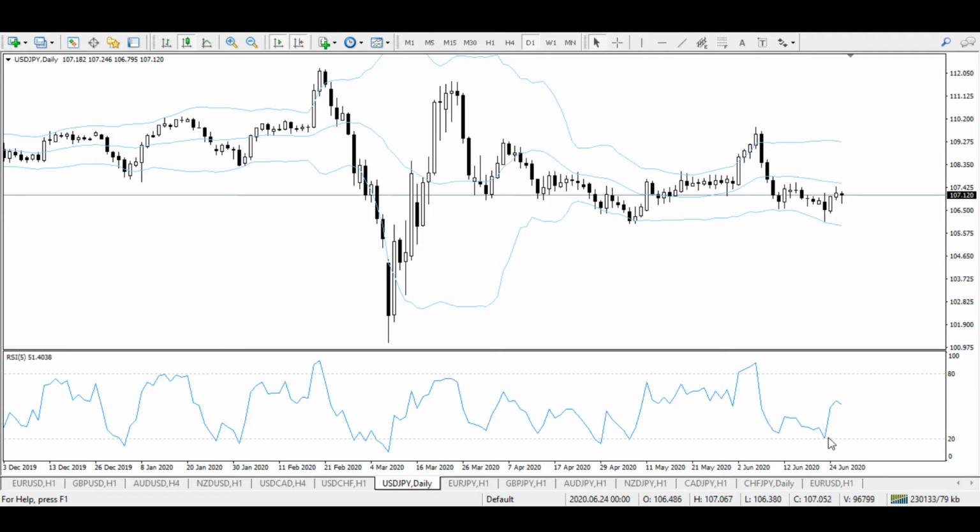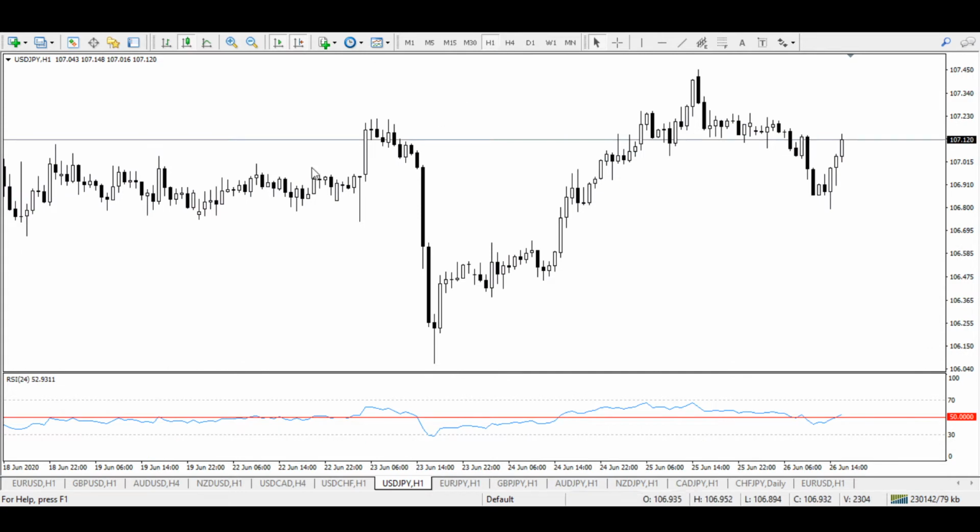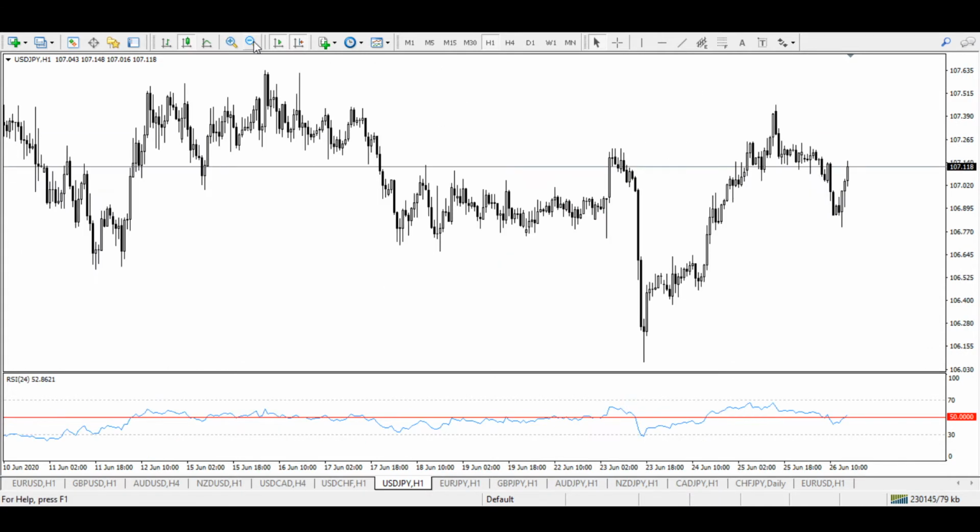RSI touched the oversold area and returned back, and there is enough room to the upside. There is no overbought condition. There is enough room for going to the upside. Now let's look at the 1 hour time frame.